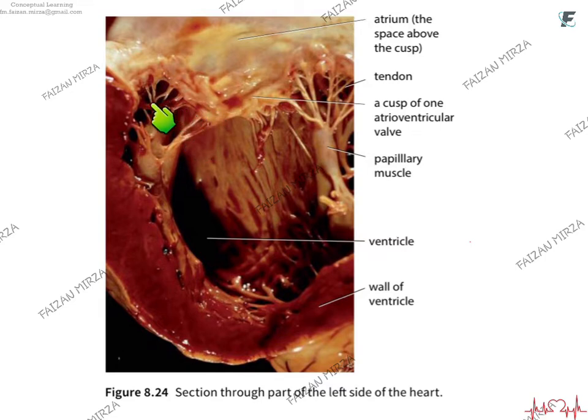These are all the thread-like structures. They are very strong. They attach the inner side of the valve to the papillary muscle, and this thing is the papillary muscle. These rounded structures are themselves attached to the cardiac muscles, or the wall of the ventricle. You can see the same thing happening here as well. So this is how it is present.